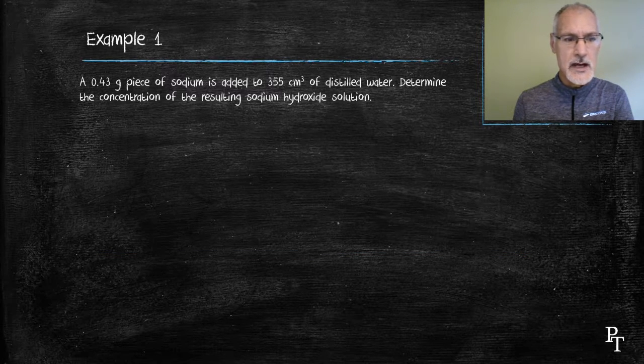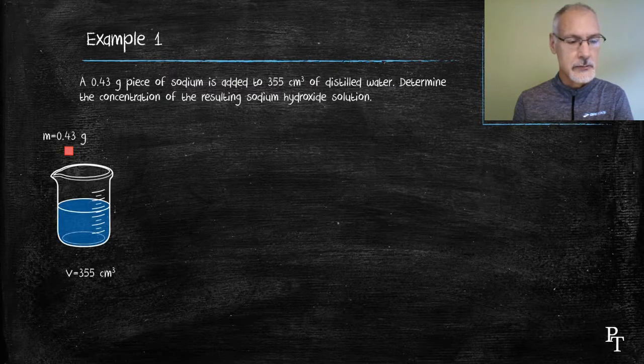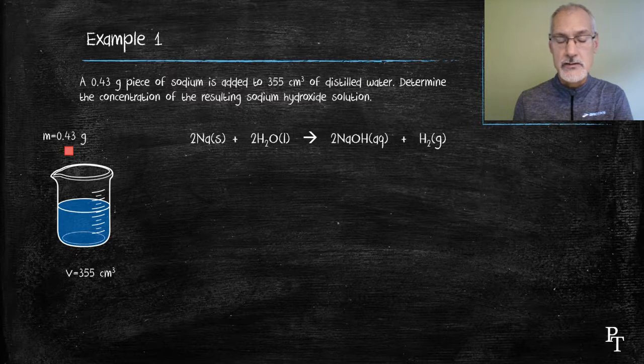In my first problem, I have a small piece of sodium, which I'm going to add to 355 cubic centimeters or milliliters of water. We've seen this particular reaction before, sodium added to water, making sodium hydroxide and hydrogen. We would have seen this back in unit number 3. Anyway, my particular question asked me to determine what the concentration of the final solution of sodium hydroxide is. I'm going to list the information that I'm given also here.